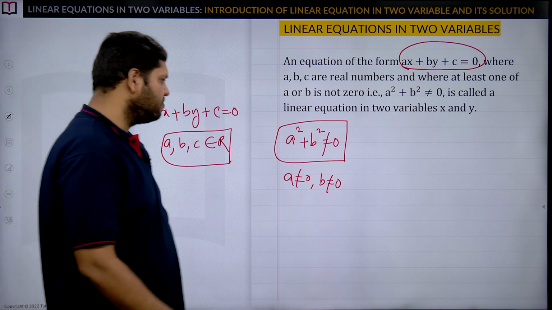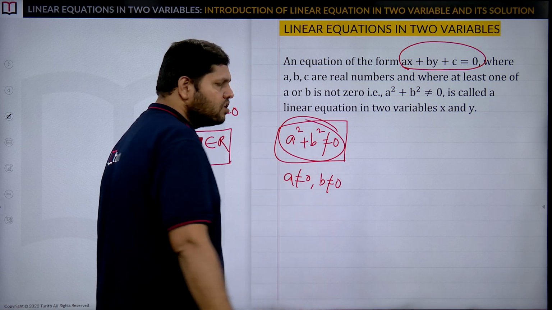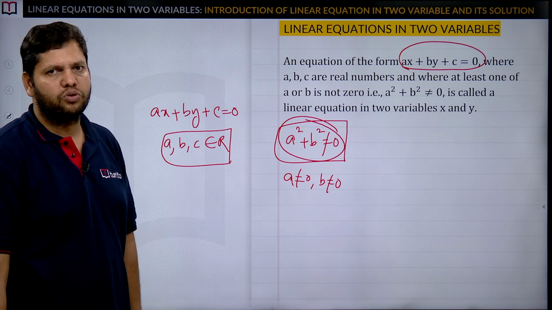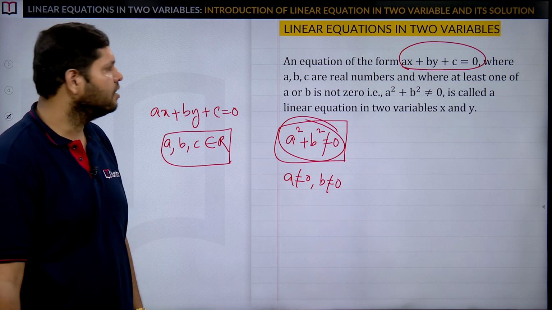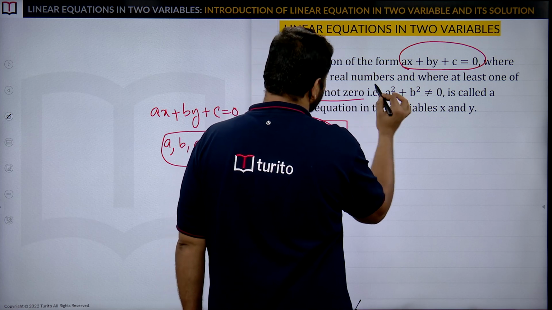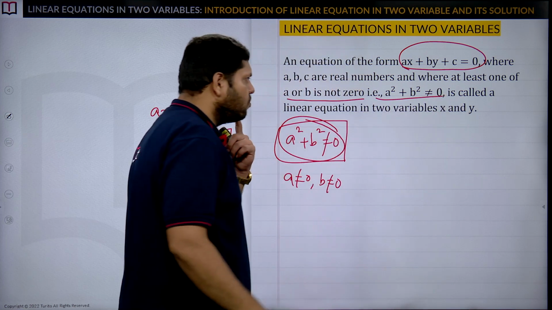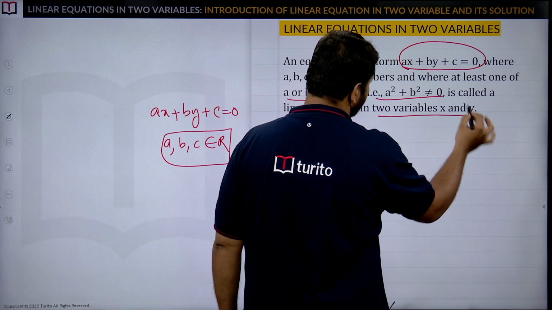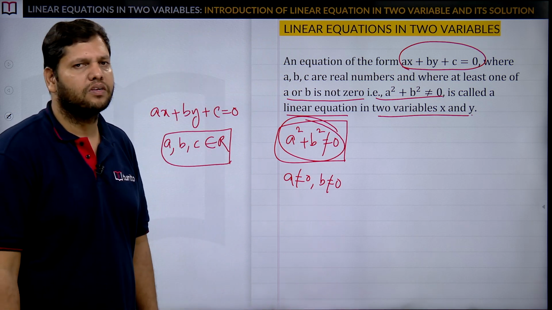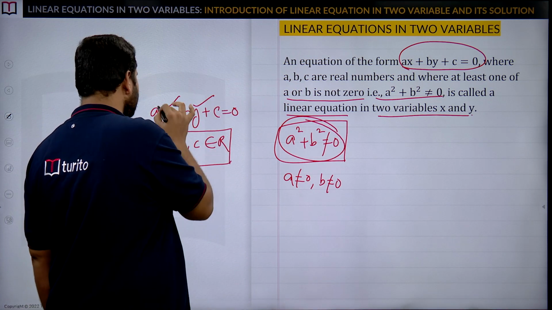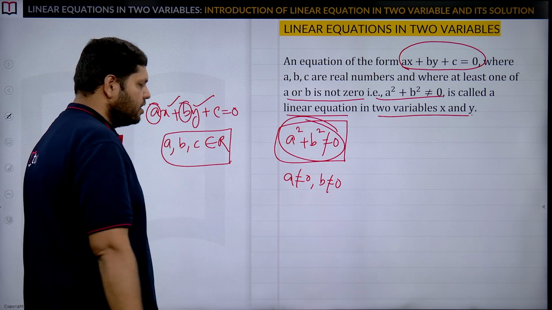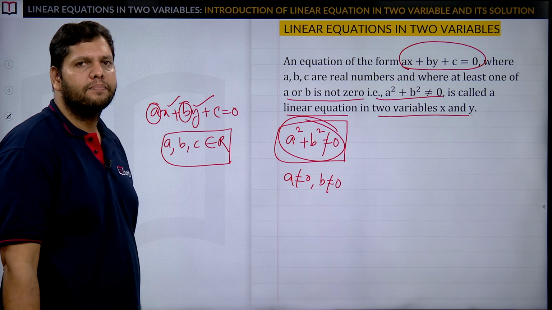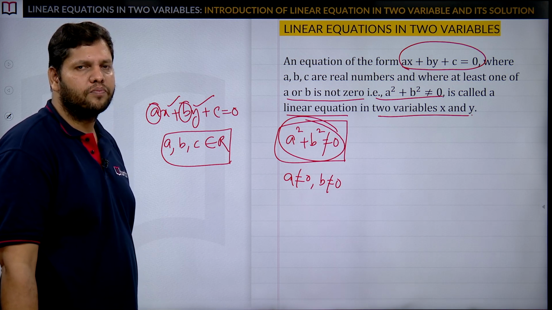So what is the intention of this condition? Both should be non-zero numbers. Are you getting my point, children? So a and b both are non-zero numbers, that is a square plus b square not equal to 0. So this is called a linear equation in two variables x and y. Here x is a variable and y is a variable. Here a is the coefficient of x, and b is the coefficient of y. Clear, children, this point, or any doubts?